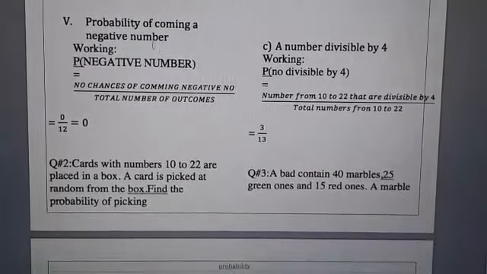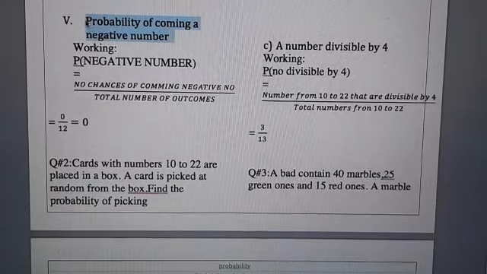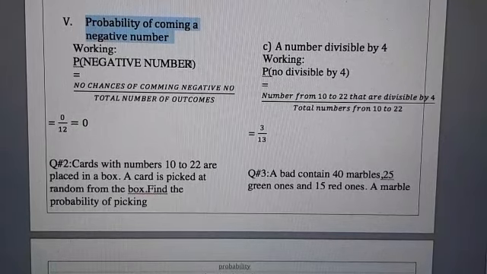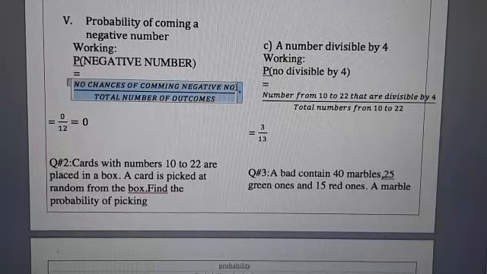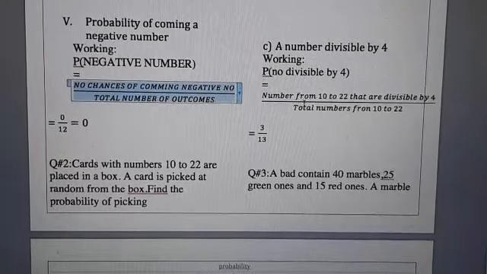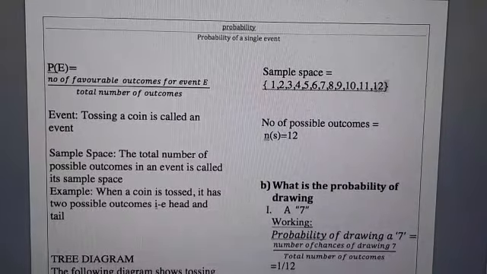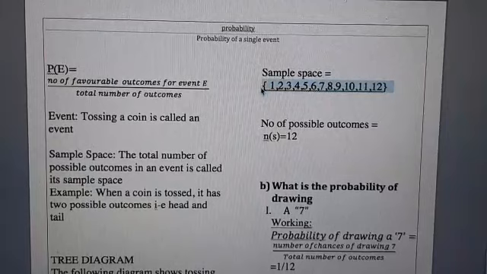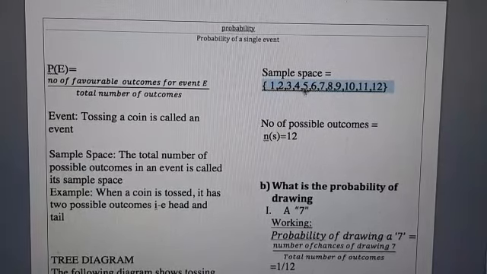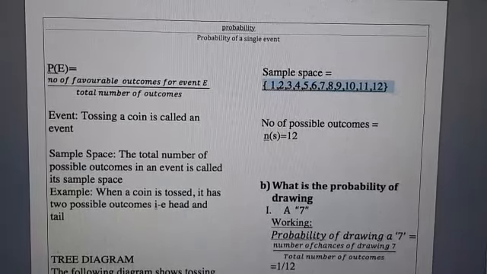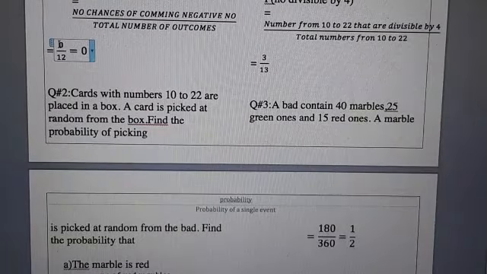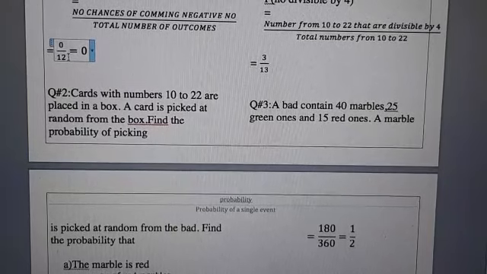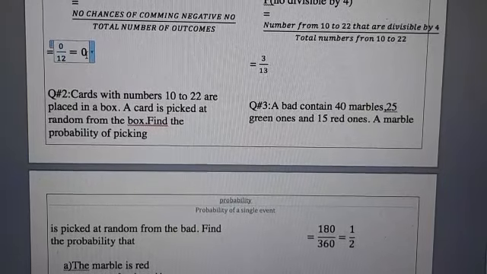Next part is the probability of a negative number coming. The probability of a negative number will be the number of chances of having a negative number divided by the total number of outcomes. Now go to the sample space and look whether we have a negative number in the sample space or not. We don't have a negative number in the sample space, so there is no chance that a negative number will come. So the chances are 0 divided by total outcomes 12, so the probability will be 0.